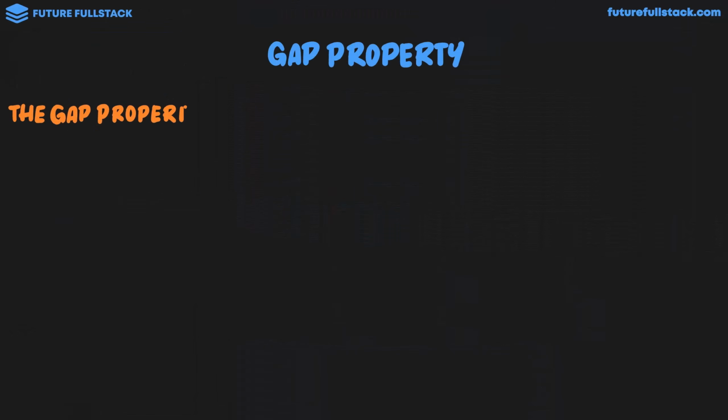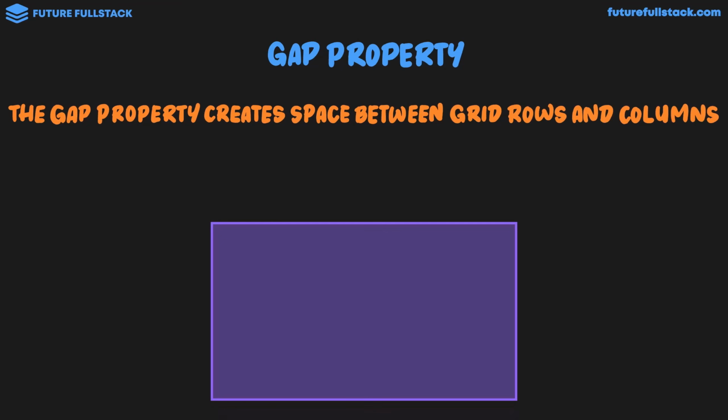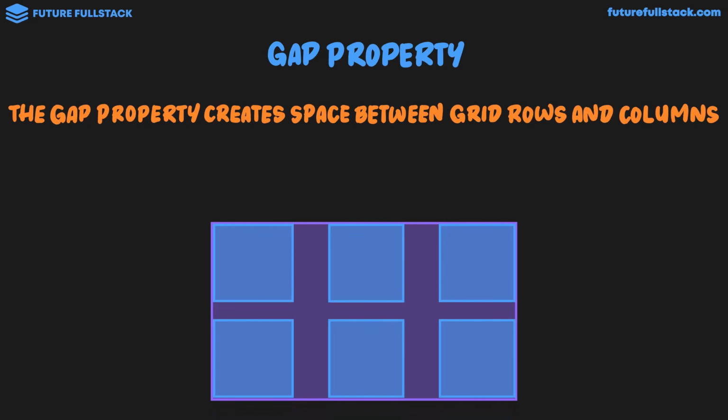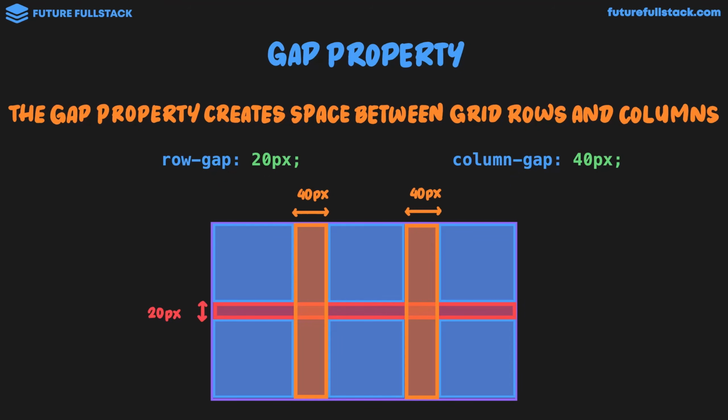The gap property creates space between grid rows and columns. Here's our grid container. In blue, we now have our grid cells, and we can use the property row-gap, which will create space between our rows. And in this case, the space will be 20 pixels. And we can also use the CSS property column-gap to create space between our grid columns. In this case, a space value of 40 pixels. So let's play around with this inside VS Code.